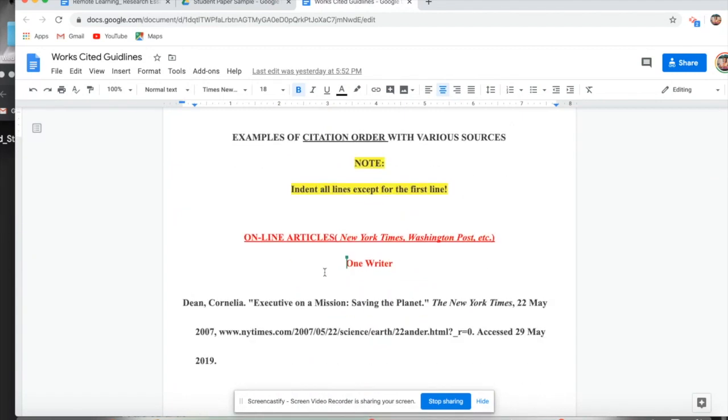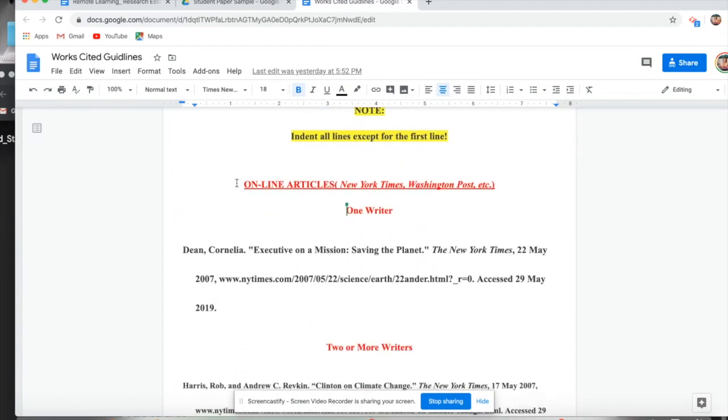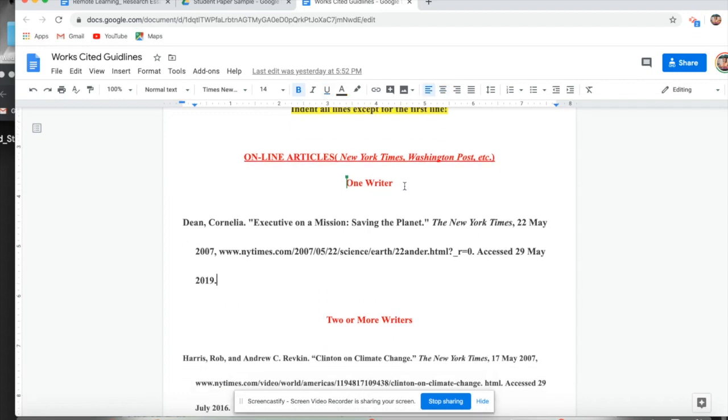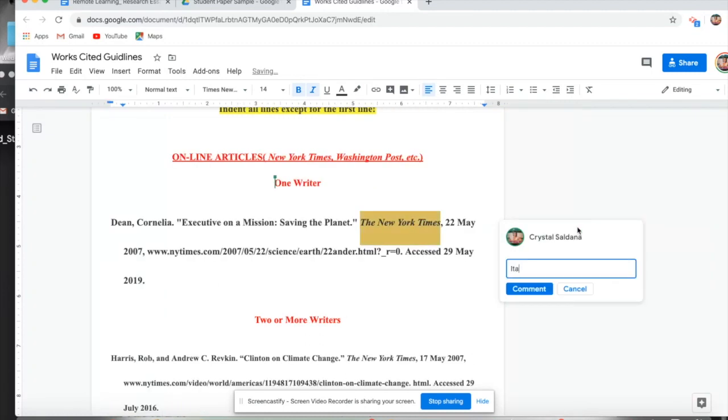Okay, so then I'm going to keep going down. If you're not sure how to organize your citations, I gave you multiple examples, ones that I know that you've accessed. So I know you guys pulled out a lot of online articles, so I gave you an example. If you have one writer, so maybe you got an article from the New York Times, hint, hint, right? We got an assignment from the New York Times. This is how you would do it. You'd give the author, the title in quotes, the New York Times in italics. Yeah, that's a big one. You're like, oh, so many little details.